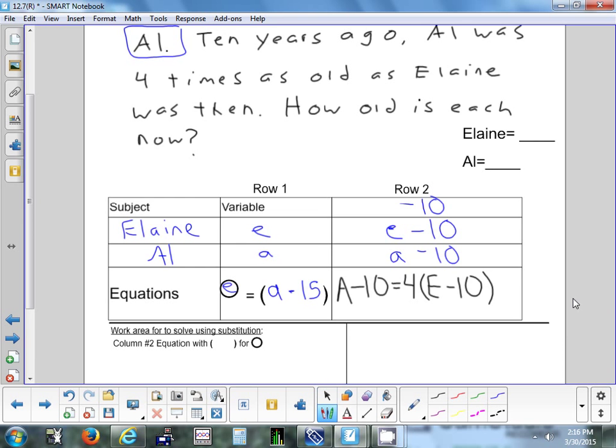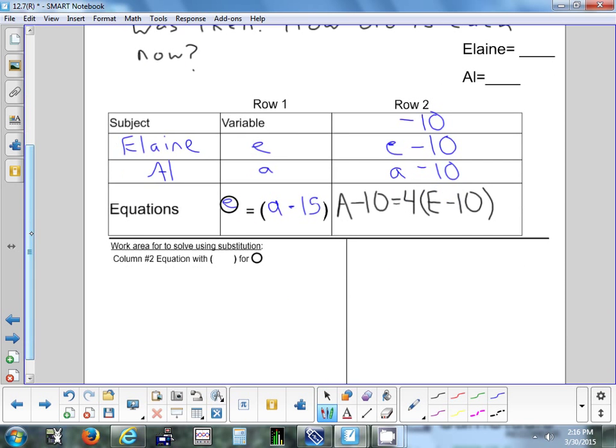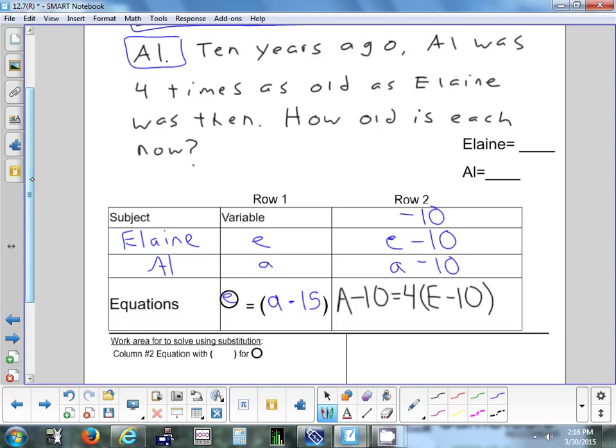All right. So I just had Katie come up here, and Katie told me A minus 10 equals 4 parentheses E minus 10. Let's go back up. I'm worried about this sentence, right? 10 years ago, minus 10, like Shelby told us before we started. My heading here is going to be minus 10. So all we're focused on right now is that row. So Al, in the past, how are we representing Al in the past?